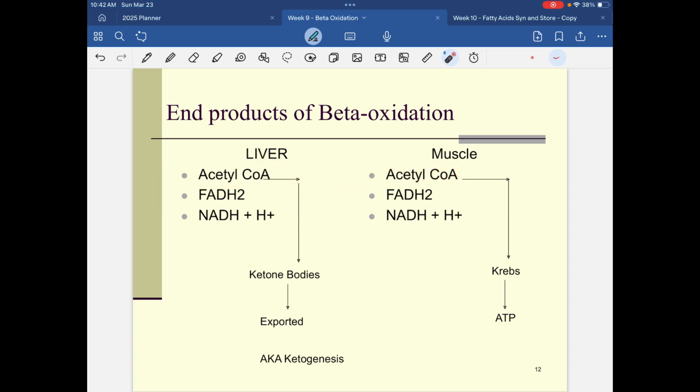In the liver, we're going to make something called ketone bodies, which are going to be sent out of the cell. And that process is called ketogenesis. Genesis means the making of. Keto refers to ketone bodies, so liver, ketogenesis, making ketone bodies. Acetyl-CoA, we know, can go into the Krebs cycle. So any acetyl-CoA made in the muscle is going to go into the Krebs cycle to make ATP.